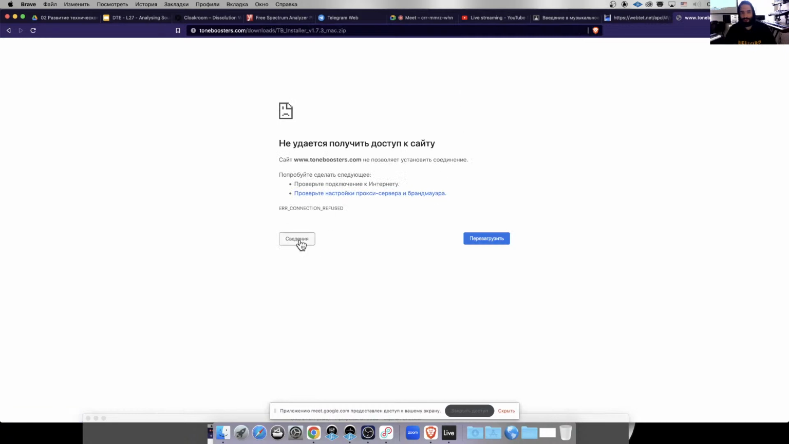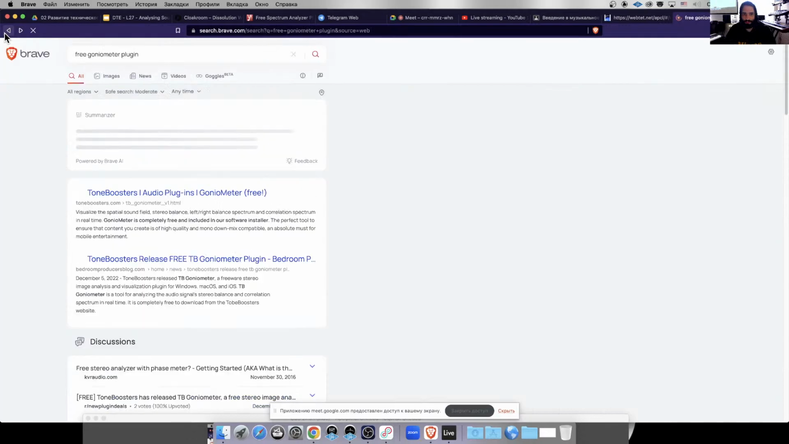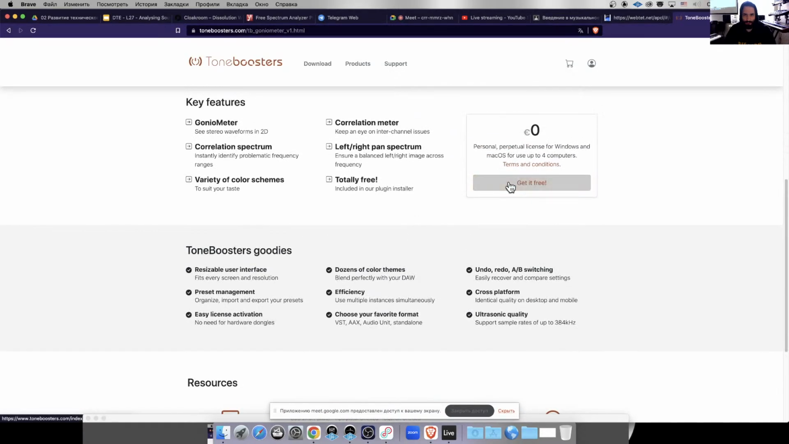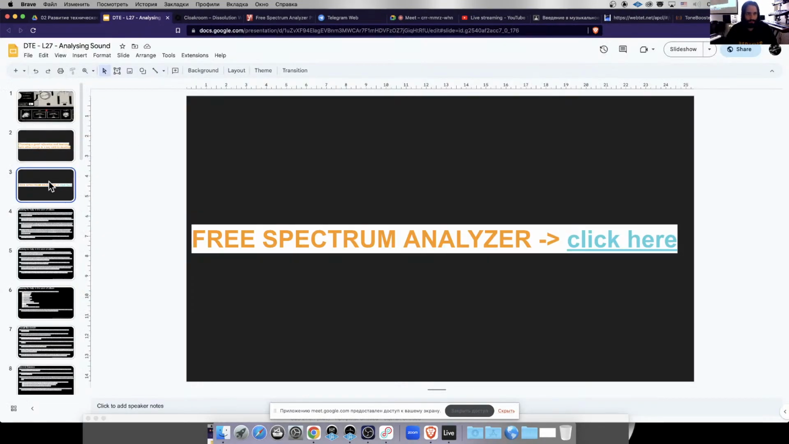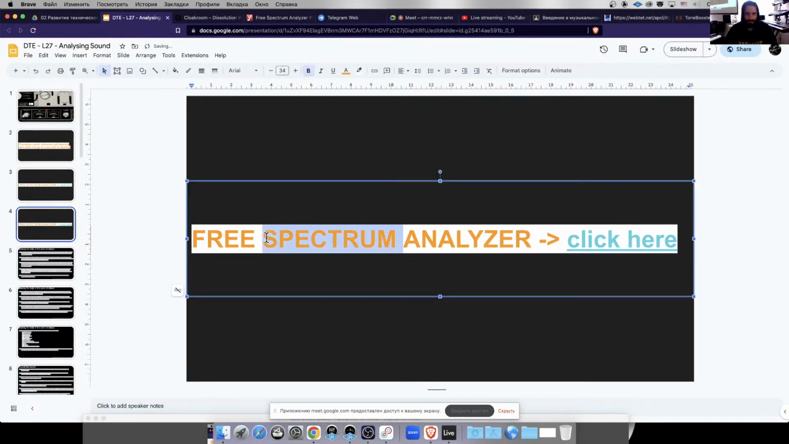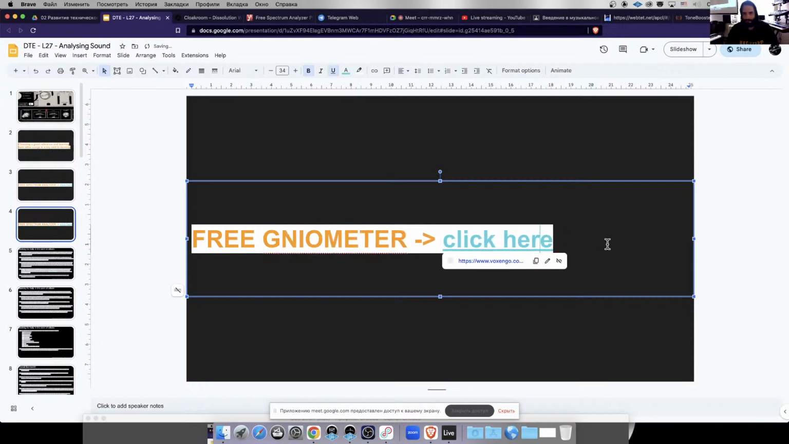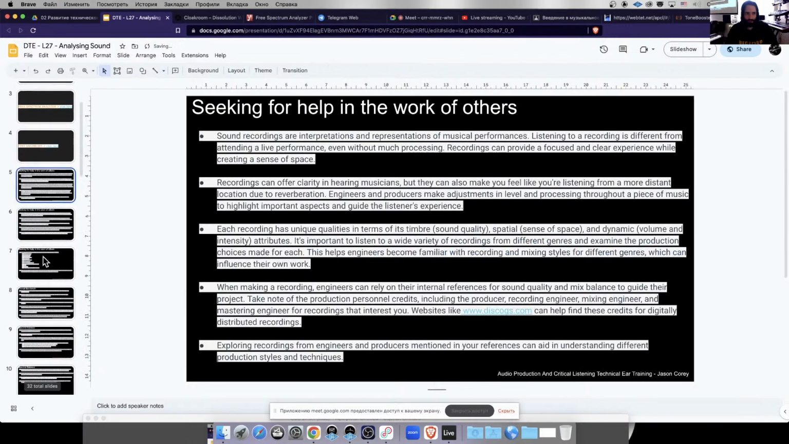Oh, I guess some anti-Russian restrictions. Alright, I'm not going to suffer for this right now. Let me see if there is another one. Oh no, it's the same one. Yeah, but I cannot download it right now. Well, anyways, here is a free Neometer. I'm going to put it here, by the way. So, spectrum analyzer, free Neometer, to measure the Neometer. So click here, edit, and let me just put this here. Great. So with a VPN, you will be able to download it.